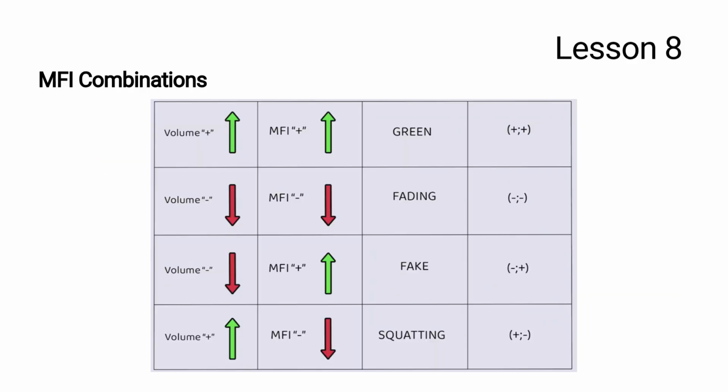By combining volume, the fuel, and MFI, the efficiency, we get four distinct market states. We categorize these as green, fading, fake, and squatting. Each combination tells a specific story about the psychological state of the traders involved. Understanding these four states is what allows us to anticipate breakouts before they happen.